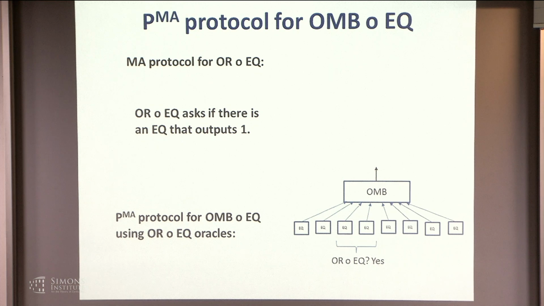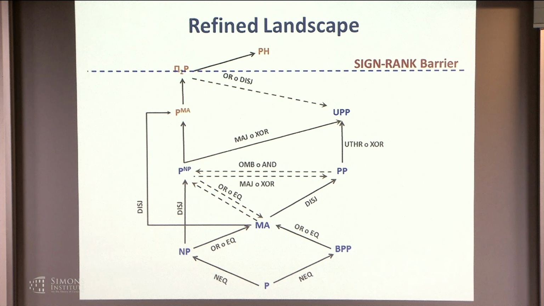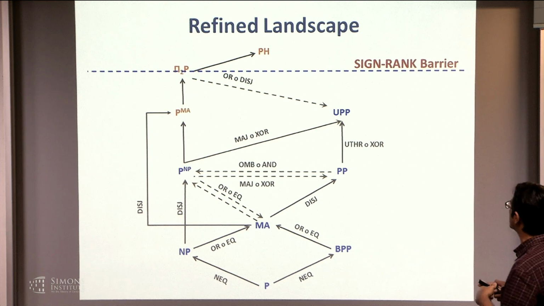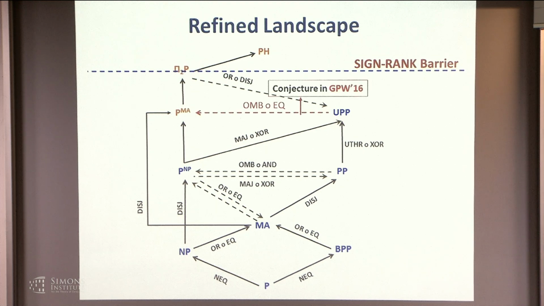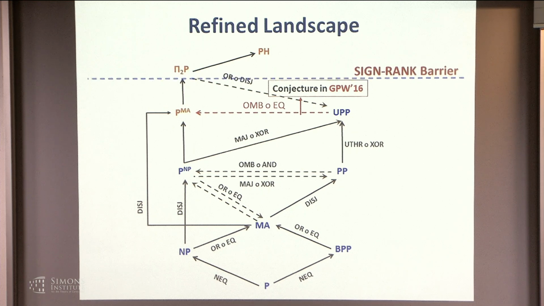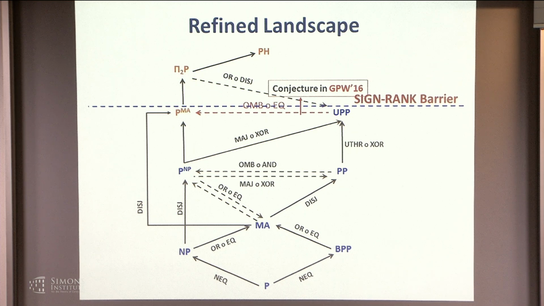So P^MA, therefore, has this function, and what we have now as an update to the landscape is that there's a reason why P^MA seems to be a class for which we have no lower bounds, because the sign rank barrier comes down here. And it seems, as Mika pointed out to us, that P^MA is just tantalizingly out of reach, because we have lower bounds against MA.